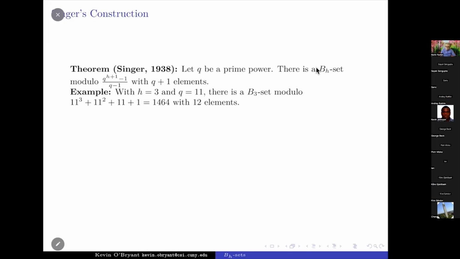What I mean by a B sub H set modulo something is that not only are the sums distinct, but they are distinct modulo 1464. So that modular thing could introduce some extra collisions, but it doesn't. For these particular sets, it doesn't. Usually it would.